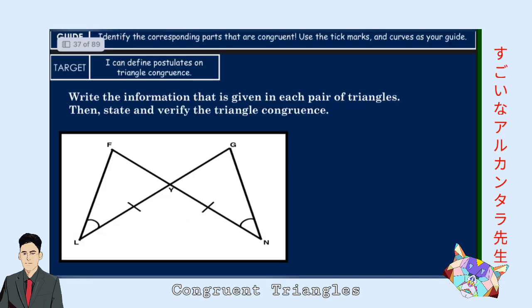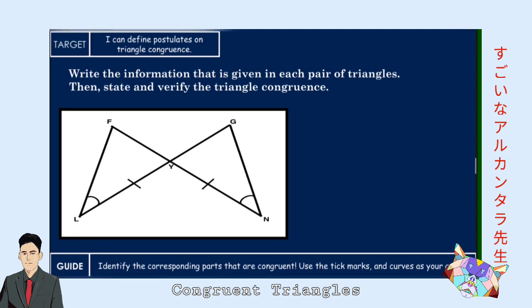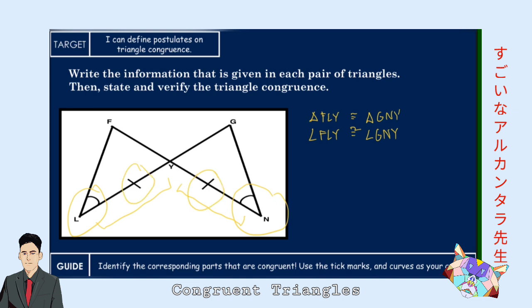But for the meantime, what if we have something like this? We have a triangle FLY and a triangle GNY. As you can notice here, let's take note of them. Let's say again that they are congruent. But what are the things that we have to take note of? First, we have the angles formed at L and N. So angle L is congruent to angle N. Next, we also have the detail that LY is congruent to NY because of the tick marks.